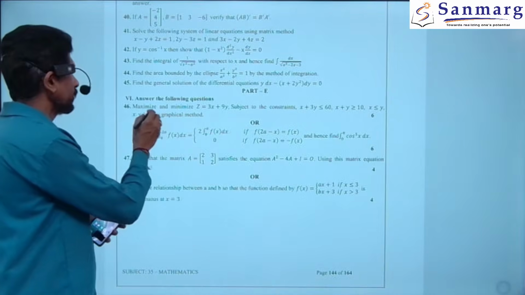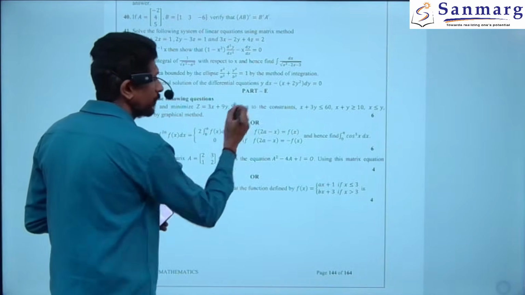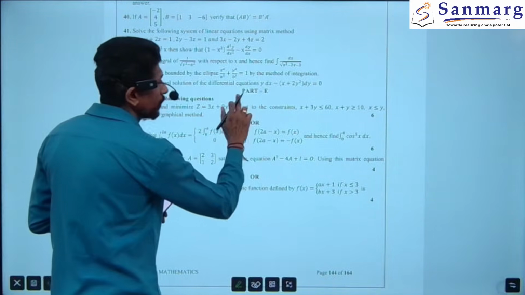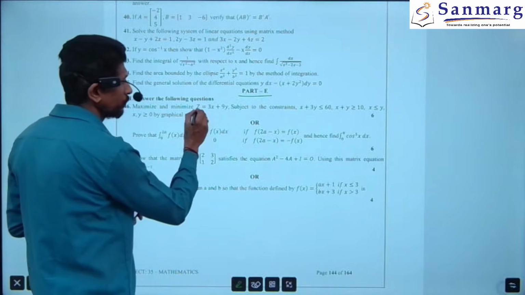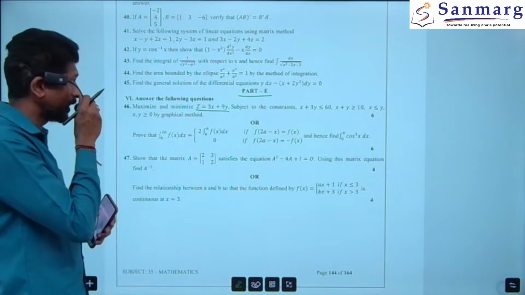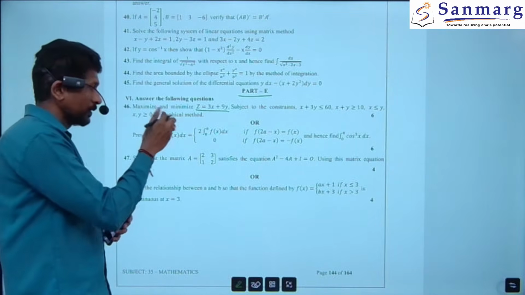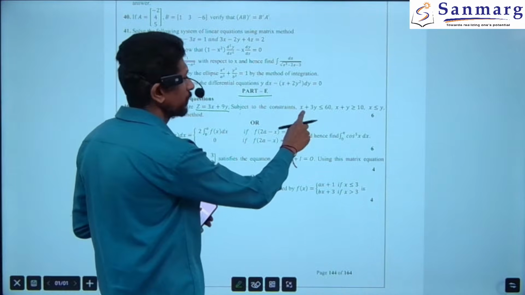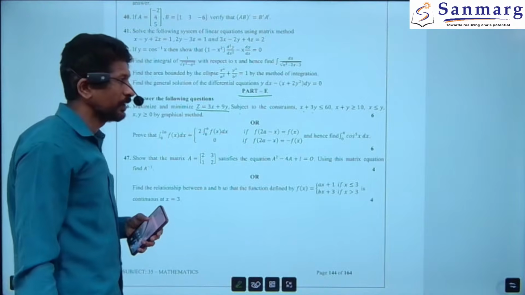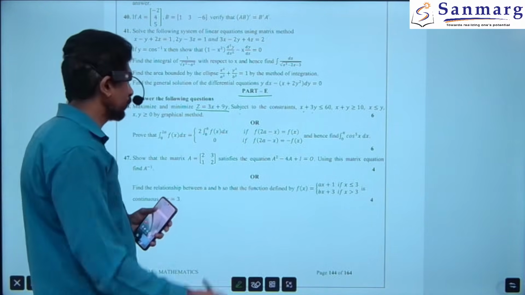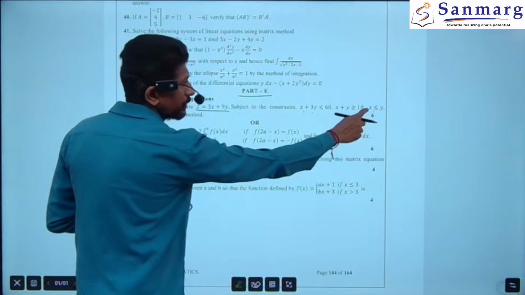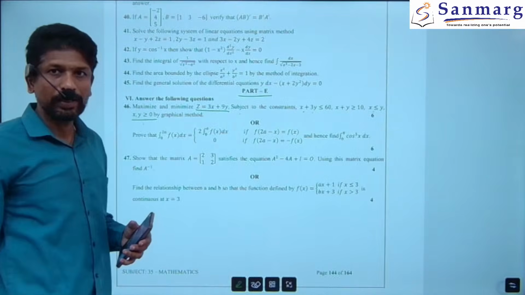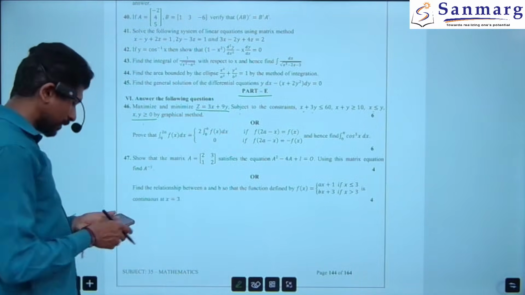Now I will solve the 46th question. Part E is having the 46th question. As you know, they are asking to find the maximum and minimum value of the objective function. The objective function is z is equal to 3x plus 9y, and the constraints are x plus 3y less than or equal to 60, and x plus y greater than or equal to 10. Another one is x less than or equal to y. Three equations are given, and another one is commonly x and y greater than or equal to 0. So based on that, I will solve the question now.